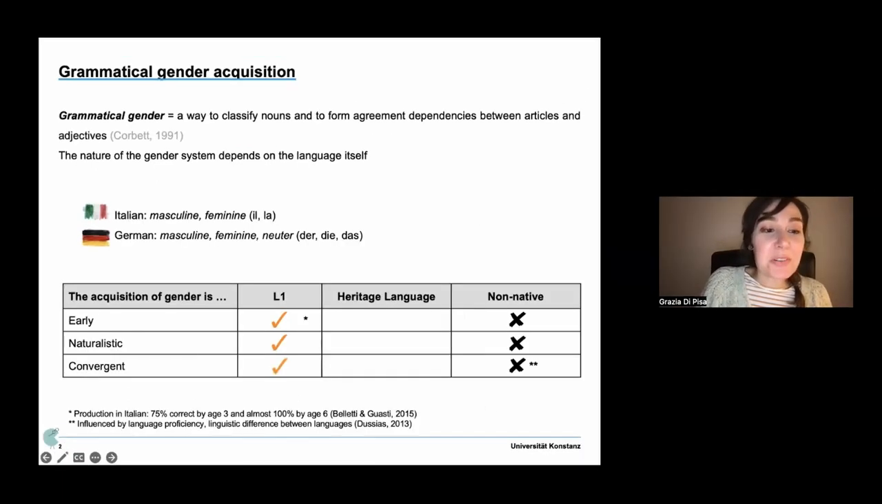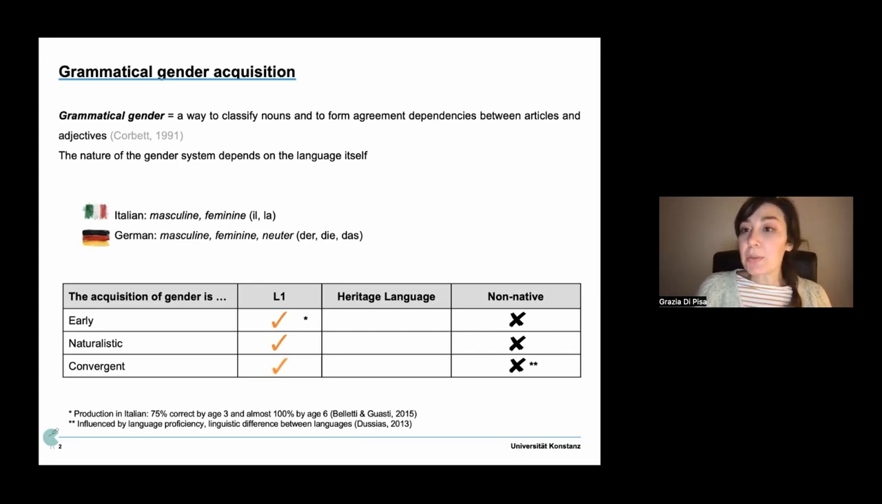Now I will first start with giving an introduction about grammatical gender. Grammatical gender is a way to classify nouns and to form agreement dependencies between, for example, articles and adjectives, pronouns. And of course, the nature of the gender system depends on the language itself. For example, we have languages with two genders like Italian or Spanish, where we have masculine and feminine. And we can see that in the article, il for masculine, la for feminine.